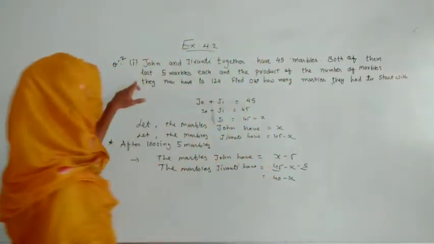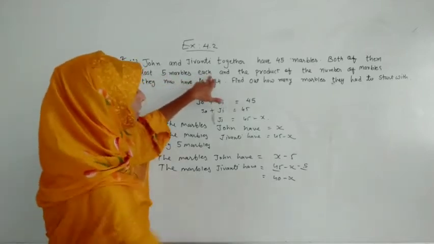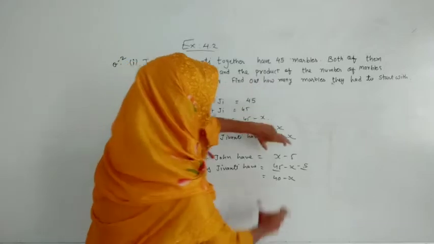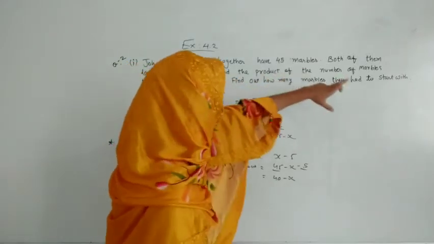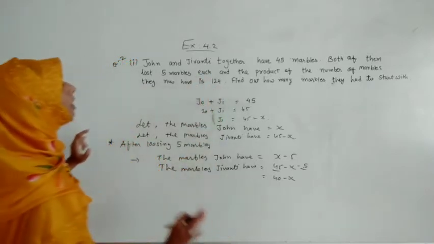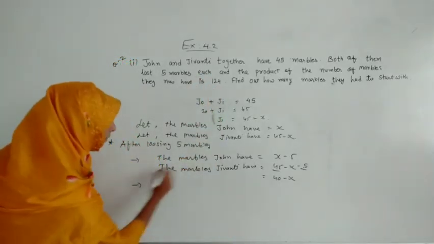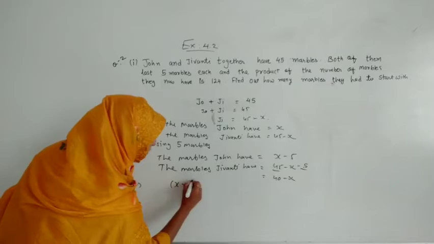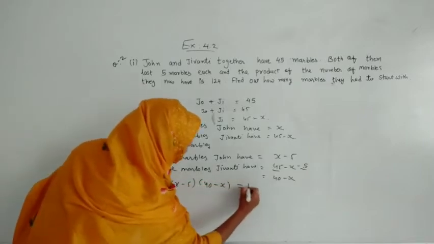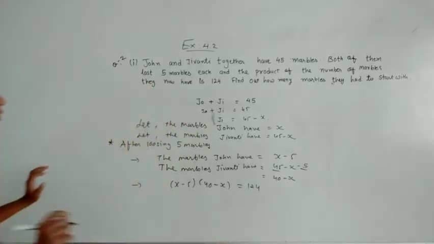Both of them lost 5 marbles each. If both have lost 5 marbles each, and the product, if we take the product of these two, the number of marbles they now have is 124. Means here we have to form another statement: if you are multiplying x minus 5 and 40 minus x, then the new data we are getting is 124.